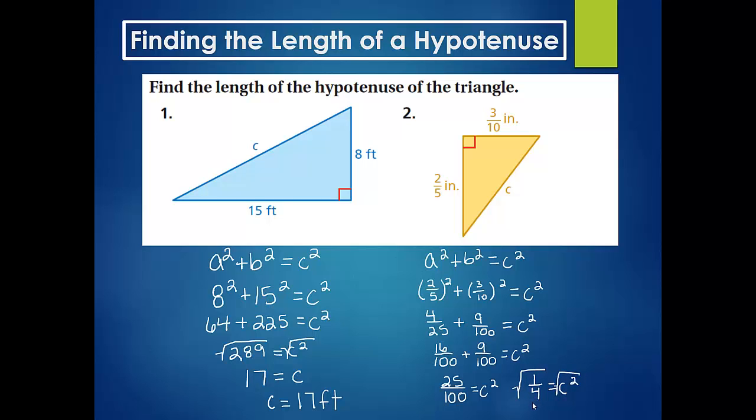For the square root of 1/4, we would get 1/2, because 1/2 times 1/2 equals 1/4. So we get 1/2 equals the square root of c squared, which is just c. So 1/2 equals c. Or again, we can say that c equals 1/2 inches.